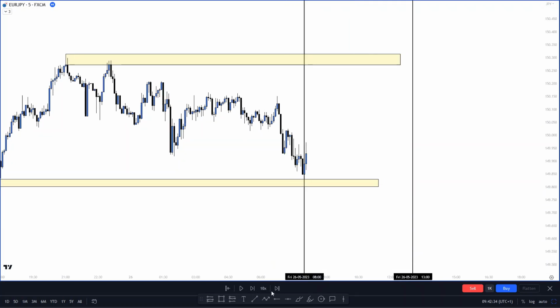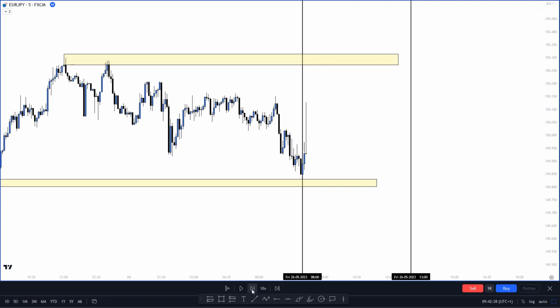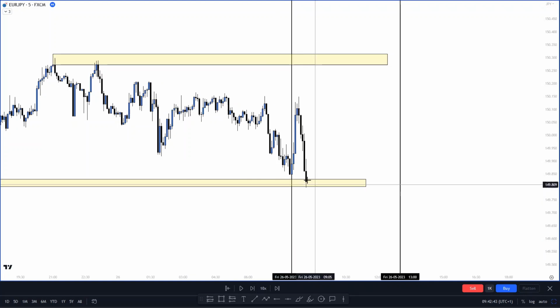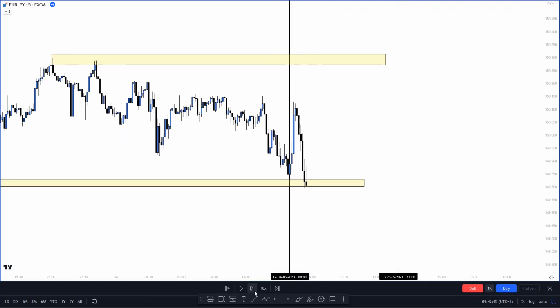Now I'm active, most engaged in the market. This is the whole point in the day when I'm most engaged. At 8 a.m., the market's opened. I'm just looking for something to happen at my zone. You can see what happened is that we pulled back in. Now I'm just looking for a rejection candle.